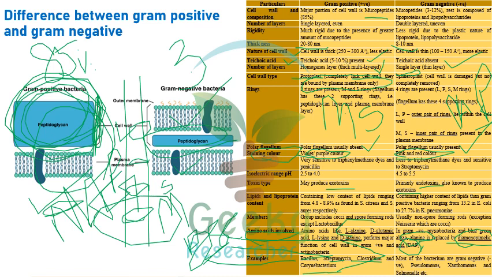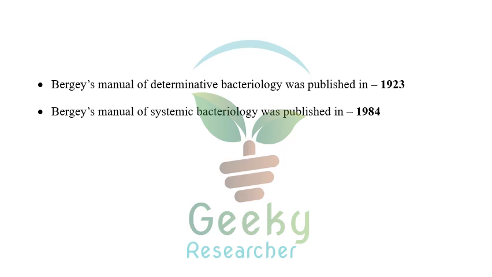The next one is: Bergey's Manual of Determinative Bacteriology was published in which year? I have seen this question in many exams, and in NET also the question was asked many times. Bergey's Manual of Determinative Bacteriology was published in 1923. Bergey's Manual of Systematic Bacteriology was published in 1984. There are many editions and volumes inside these manuals. If it starts with determinative, D comes first compared to S, right? So you can remember: if D comes first, the year is 1923.